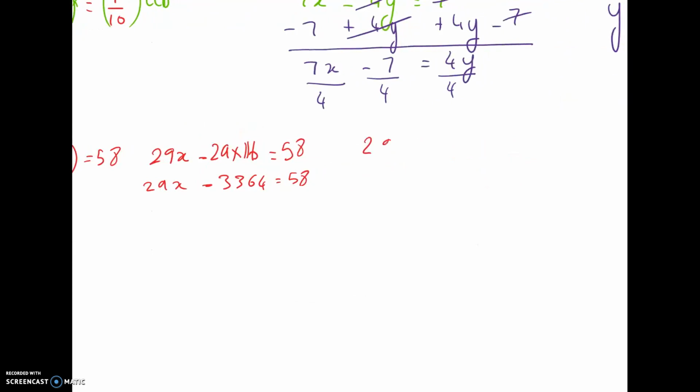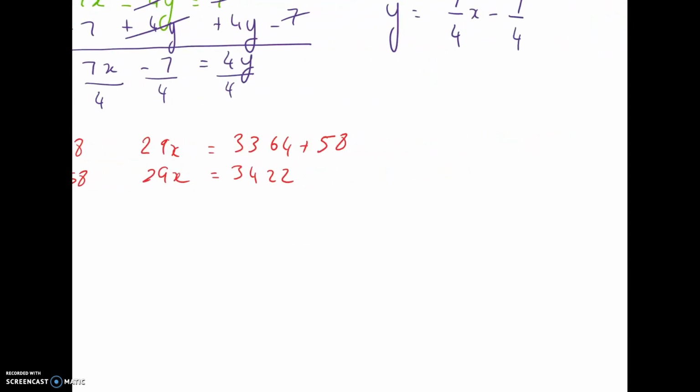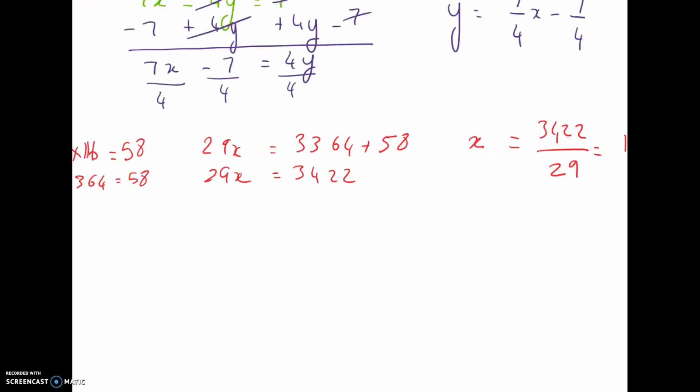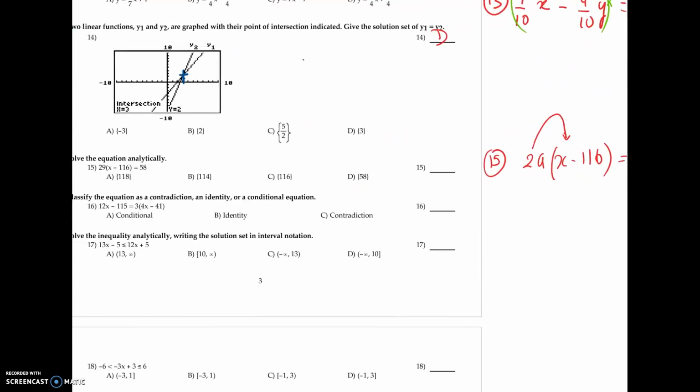So I'm going to have now 29x equal 3,364 plus 58, because I add 3,364 to both sides of my equation to get rid of the 3,364. So the answer is going to be equal to 3,422, and obviously if I'm looking for x, I need to divide by 29 both sides, and the answer is going to be 118. Therefore, the solution was A.